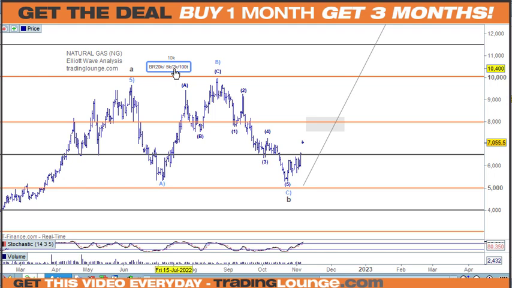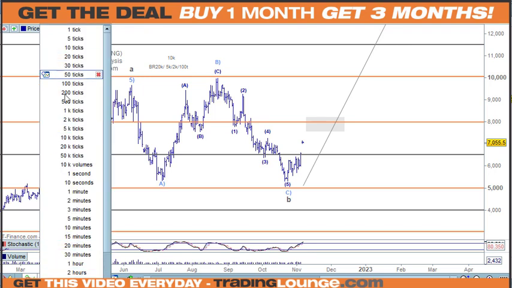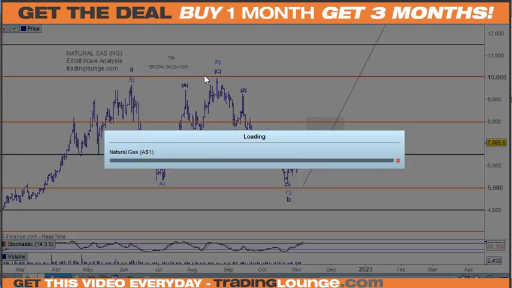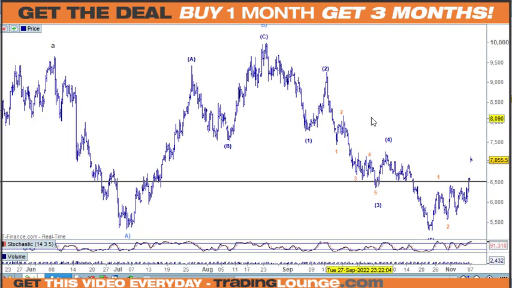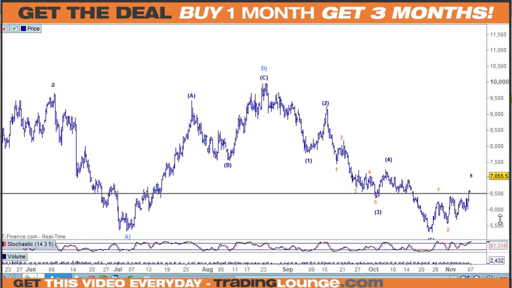So 5 and 2 and 10. I think we just looked at 10, didn't we? I'll just have a look at 10, 5 and 2. Okay, so this will be a bullish count.